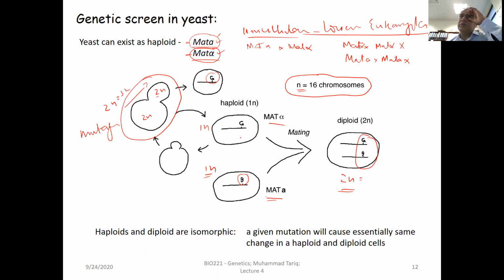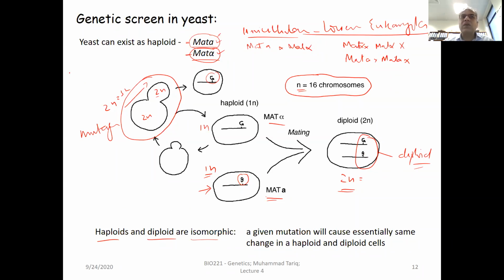So both haploids and diploids are isomorphic. They look morphologically the same. And if you have a haploid and it's viable, it will give you a phenotype. If it has a dominant mutation in diploid also, it will give you a phenotype if it is dominant.